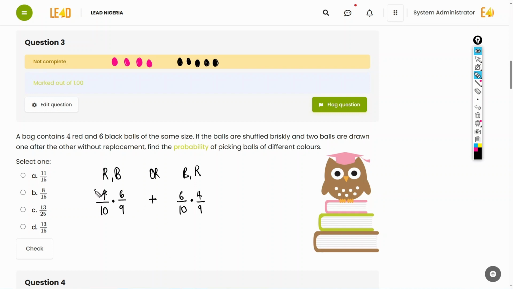Well, 2 here, 2 here is 5, 3 here, 2, 3 here is 3. So that's 4 out of 15. Plus 2 here, 2 here is 5, 3 here, 2, and 3 here is 3. So that will be 4 out of 15 again. So when you sum that up, you get 8 out of 15. All right, so that's option B.